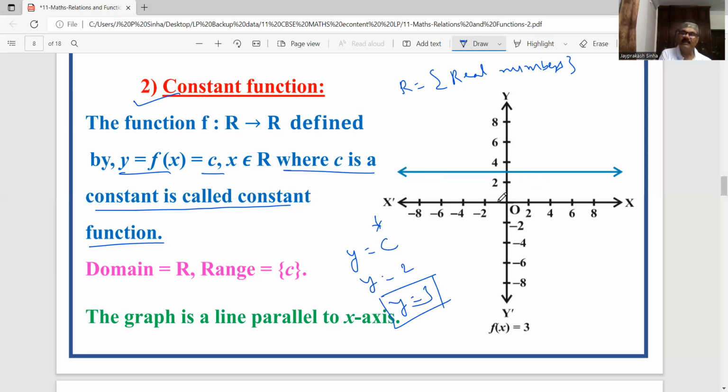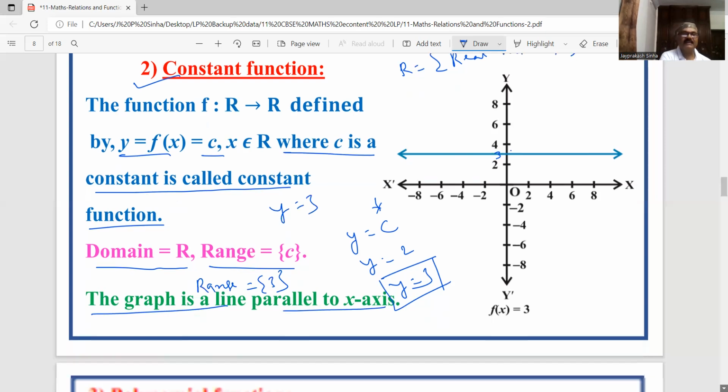So what will be its domain? Its domain will be the set of real numbers. And what will be its range? Its range, meaning what is the value of y? y is only 3. So the range will be only c. Here in this case, it is 3. So the domain is equal to the set of real numbers and the range is equal to c, that constant. Here in this case, y is equal to 3. So the range is only one single number, that is 3. The graph is a line parallel to the x-axis. Yes, you have already seen it.